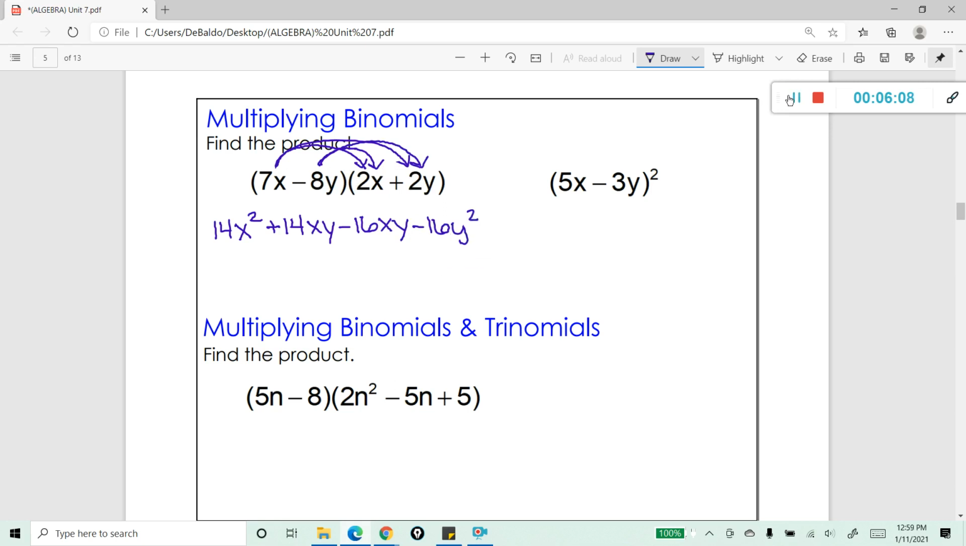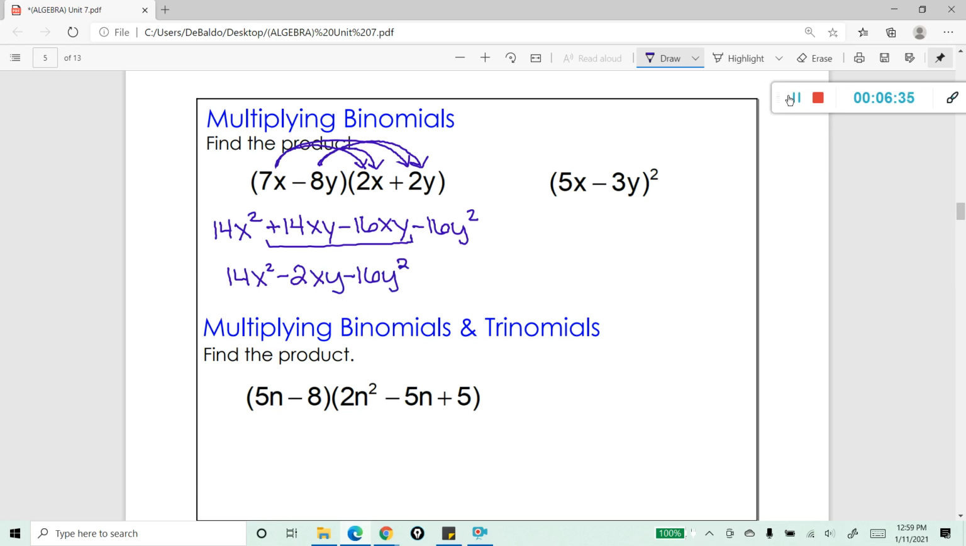So here we can go ahead and, again, these two center terms, even though they have two variables, they can still be combined because the exponents on those variables are the same. So those are like terms. So that's going to give us 14x squared minus 2xy minus 16y squared. And you're done.